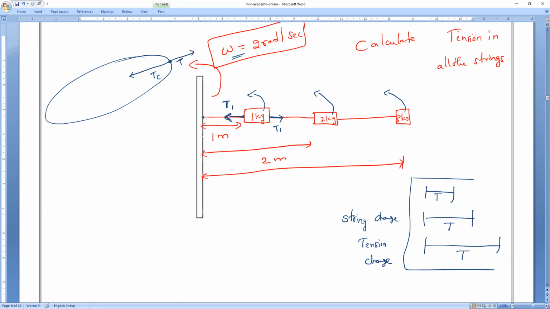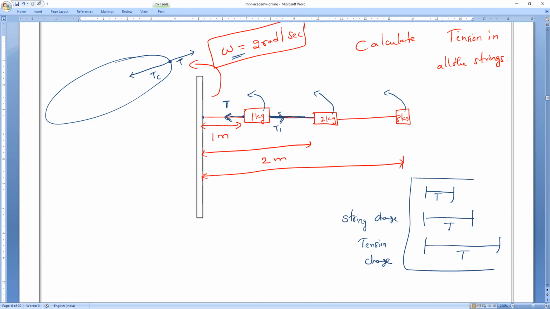The same thing I am considering here. The tension which is acting towards the pole, I am considering as a T. And which is acting away from the first body, I am considering as T1. Same way, as we know, this length of the string is entirely the same string.